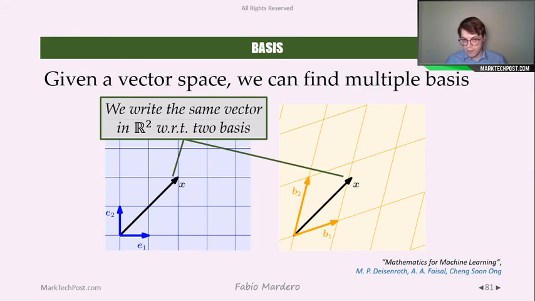But, that's a but, given a vector space, we can find multiple bases. For example, here we are looking again at the vector space R2, but here are the two vectors that we have already seen, and these are two generic vectors that are both bases. The same vector can also be written in two ways using two sets of bases. The result is the same. Of course, the coefficients used to compute the linear combination depend on the basis we are using.